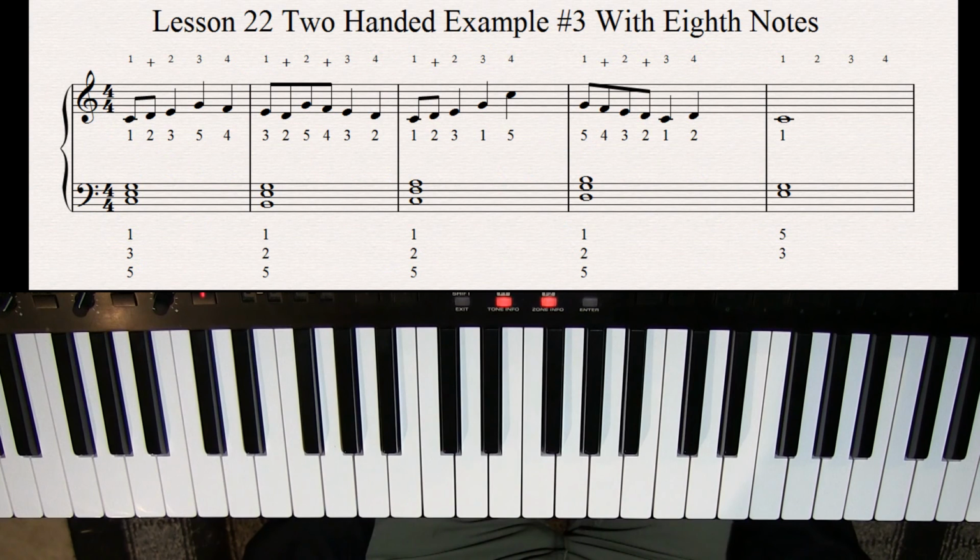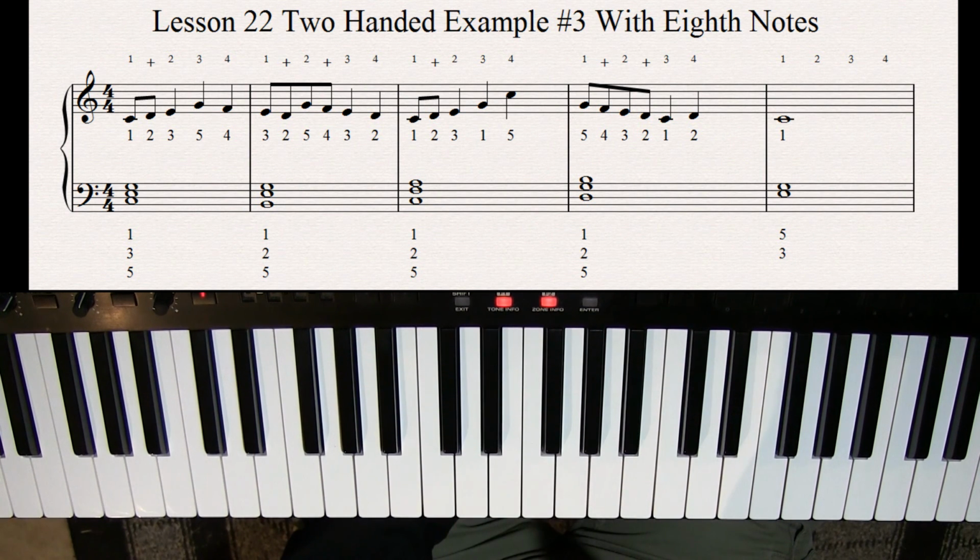So lesson 22, two-handed example number 3 with eighth notes. So if you notice here, the numbers are a little bit different than you're used to. With the right hand, the finger numbers are on the bottom. Now there are numbers on the top, and that's for me to help you count these out because we're using eighth notes now. If you're not familiar with this, please watch my video on counting eighth notes. That should help you out a great deal. So looking at this first measure here, we're only looking at the top numbers. Don't worry about the finger numbers quite yet. We'll do that in a minute.